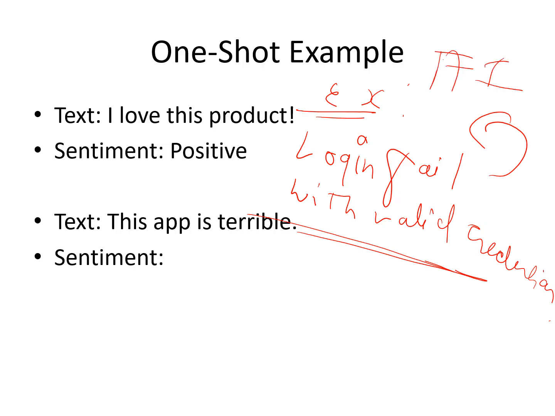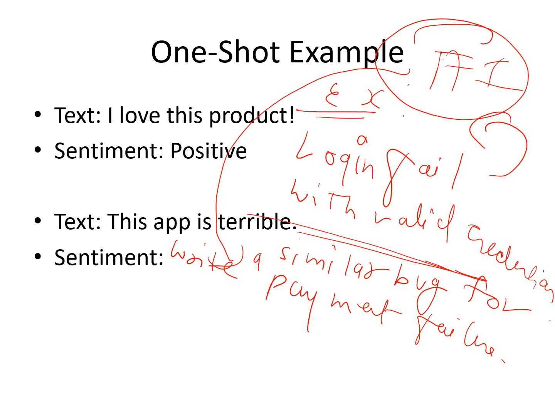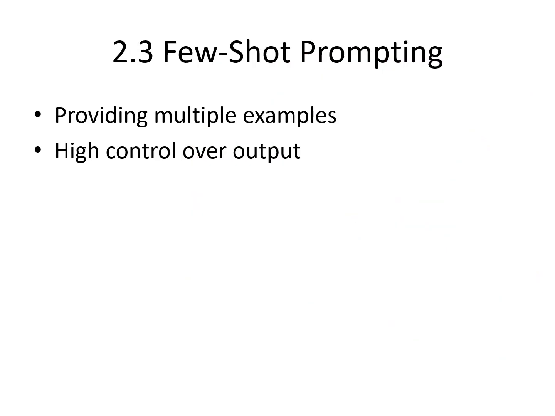Now what do you want from the AI? Write a similar bug for any other module failure, like payment failure. So you are guiding the AI on what type of output you want from it, and you are expecting that. You can consider this as one shot: you're giving one example. Basically, it can be used for formatting consistency.